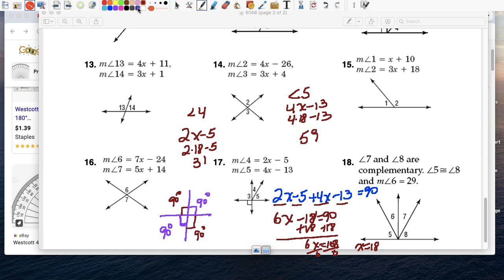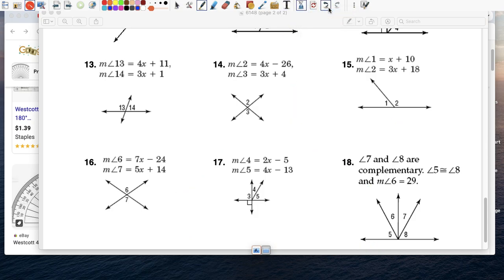And just for you to confirm, if you take 31 plus 59, you get 90? Yes, you do. And that's what they are supposed to equal. 4 and 5 is supposed to equal 90. Perfect. Okay, 7 and 8 are complementary. Right off the bat, 7 and 8 are complementary, which means angle 7 plus angle 8 equals 90.